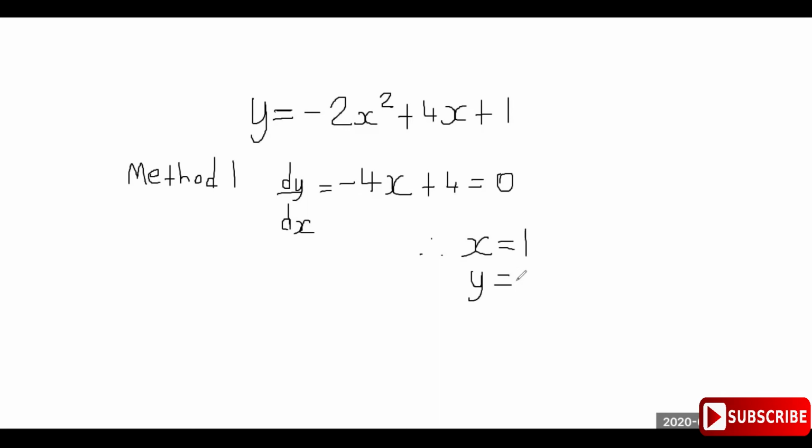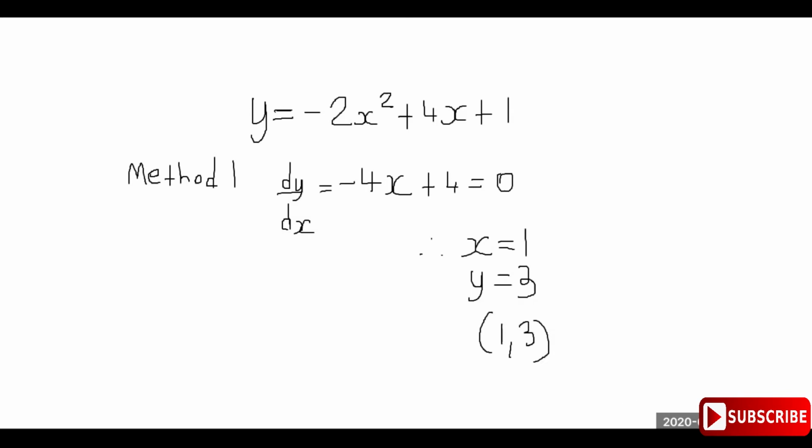So we plug that 1 into the original equation: minus 2 plus 4 plus 1. Minus 2 plus 4 is 2, plus 1, I'm getting 3. Yeah, that's 3. Because 1 right here, minus 2, plus 4, plus 1, 5 minus 2 is 3. So the highest point is B. The highest point is (1, 3). That's if you're using method 1.